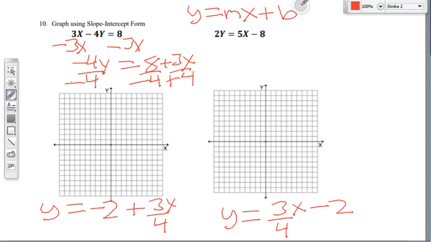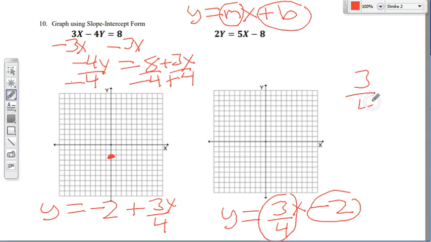So once your equation's in slope-intercept form, your first step is to plot your y-intercept. So that's the place where the line crosses the y-axis. From there, you use your slope, which in this case is 3/4, which means we're going to move up 3 to the right 4 from the y-intercept. Okay, so our y-intercept is -2. We move up 3, 1, 2, 3 to the right 4. And voila, there's our line. We graphed it using slope-intercept form.